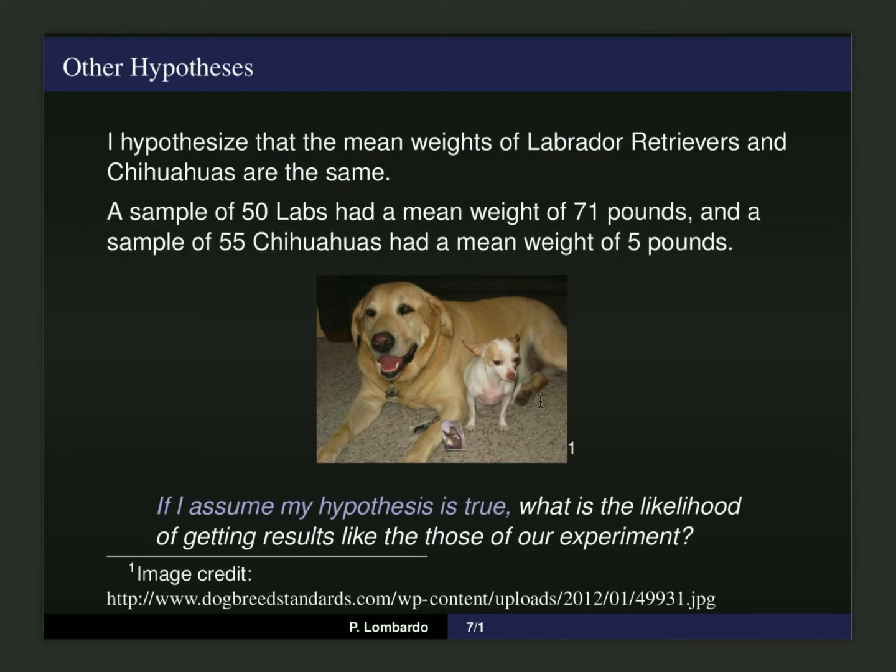So our approach will be as follows. If I assume my hypothesis is true, what is the probability? What's the likelihood of getting results like the ones that I found in my sample data? We're going to be able to develop a probability distribution that models this null hypothesis when it's true. And then we'll use our sample data with that probability distribution to compute a p-value. Based on whether that p-value is above or below our significance level, we'll be able to reject or fail to reject my claim.